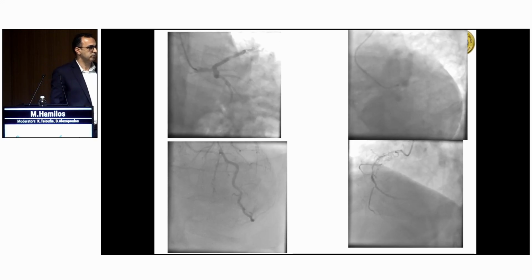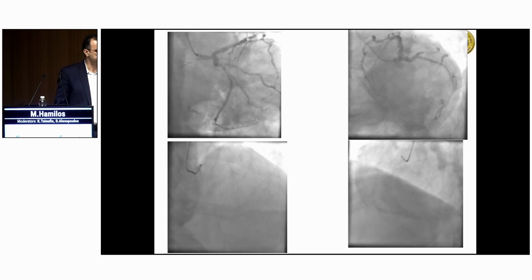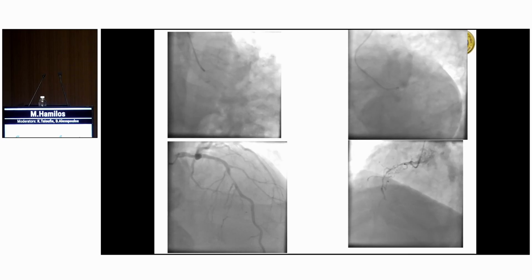So we have a significant lesion in the LAD, an intermediate lesion in the left main, and a total occlusion of the right coronary artery that is somehow difficult to recanalize. No, it's easy to recanalize. So if the left main is significant, I think this is a case for CABG. If not, then it's for PCI. The main question is how to assess the left main.